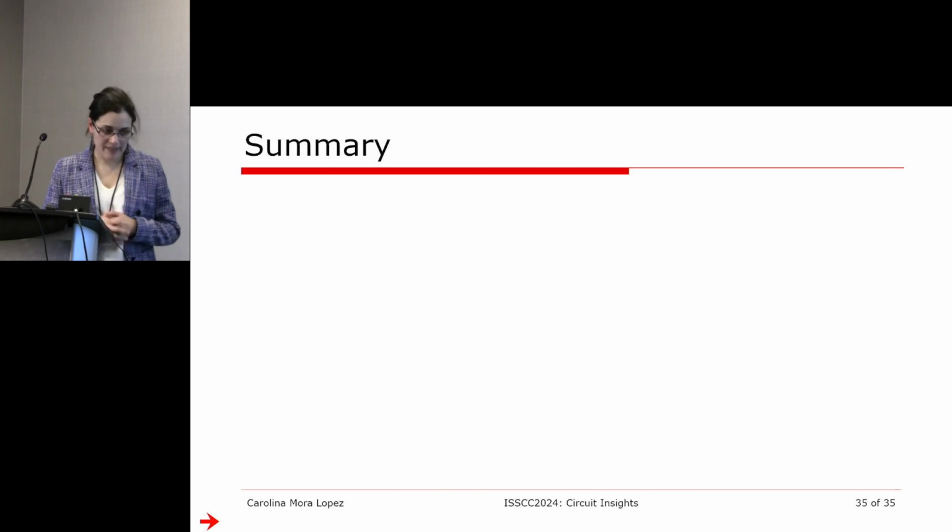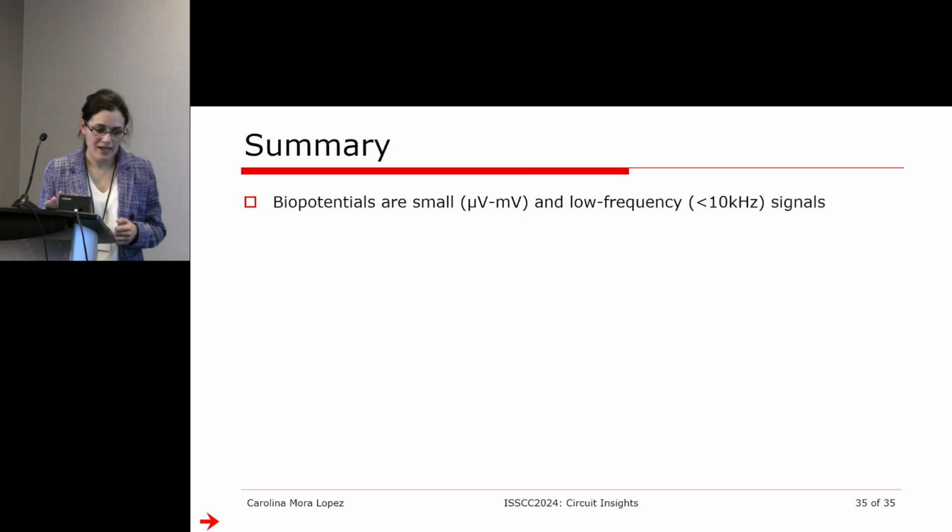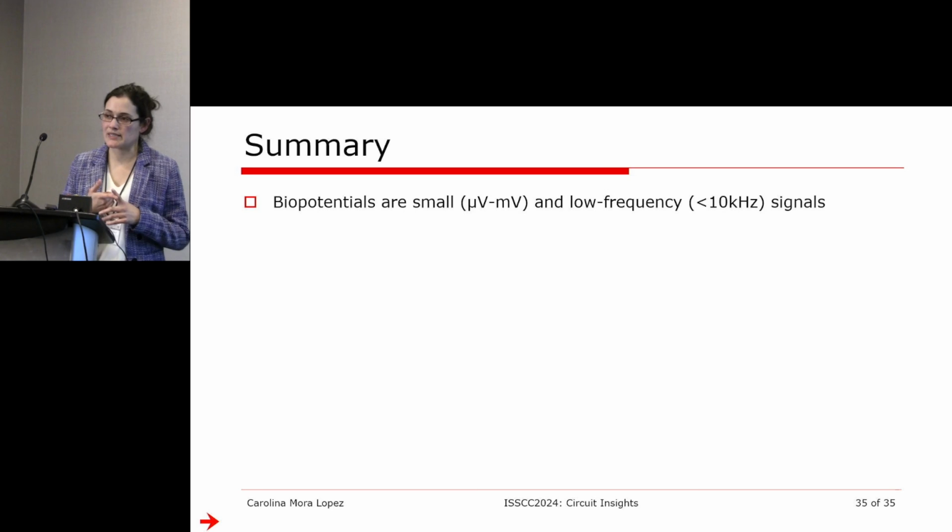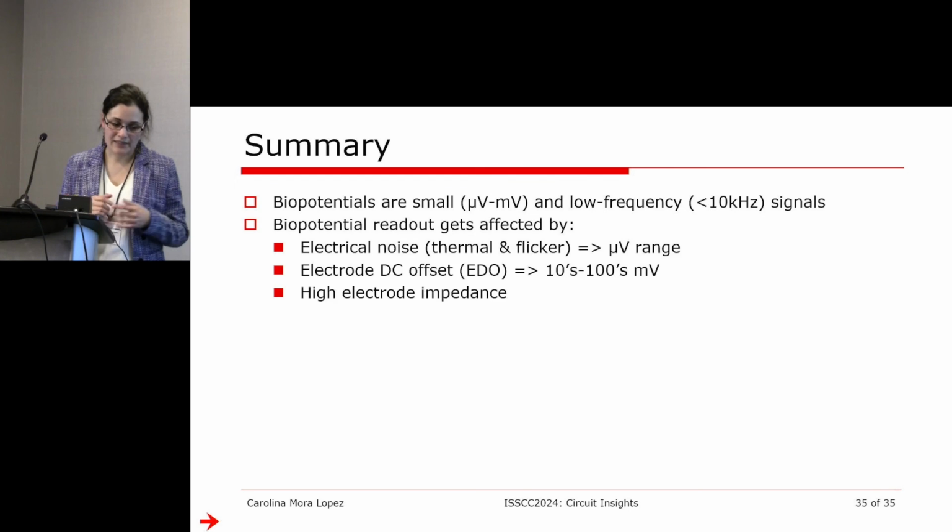Good, so I finish here my presentation. As a summary, I want to highlight the insights that I wanted to bring today. On the one side, biopotential signals are very small and very low frequency. Because of that, they get affected by several known nonidealities or issues that happen in the electronics itself. We have electrical noise, thermal and flicker, in the order of microvolts. We have electrode DC offsets that are in the order of tens and hundreds of millivolts. And we have high electrode impedance.